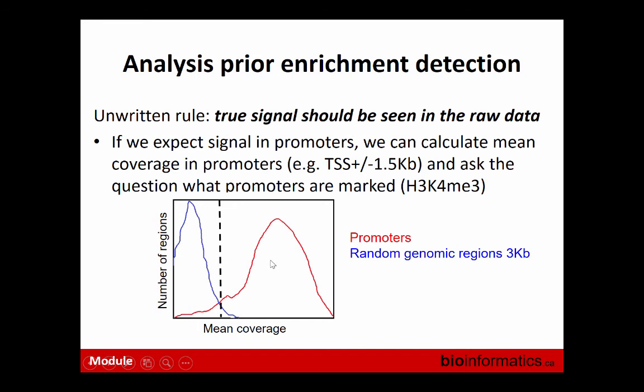It's a cartoon example. What this plot shows: I calculated the mean coverage near the TSS, in the promoter of 20,000 coding genes, and looked at the distribution, and it is the red curve. And the blue curve is the same when I take 100,000 random genomic locations of the same size, and calculate mean coverage.